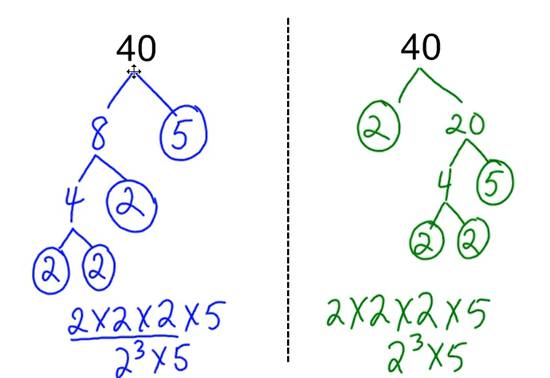Let's do another question. 28. Let's do the prime factorization of 28. I'm going to break that down into all prime factors. So you could start with 2 times 14, 4 times 7. I'm going to start with 4 times 7.